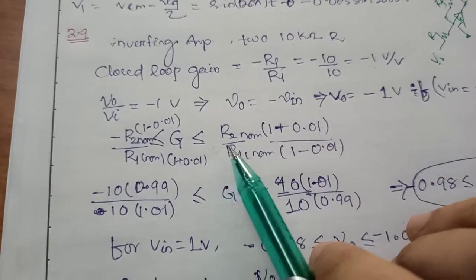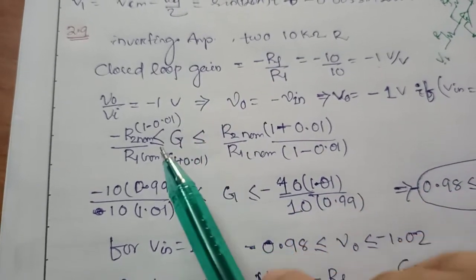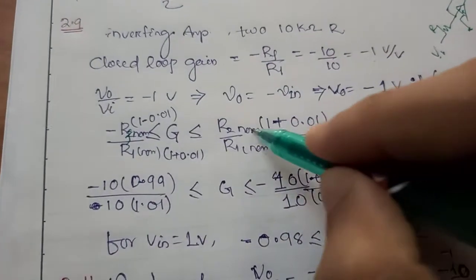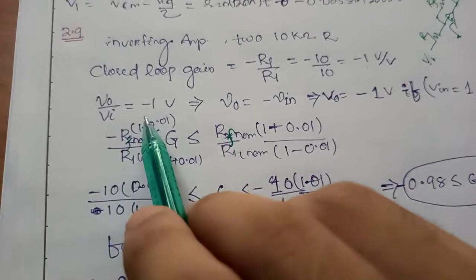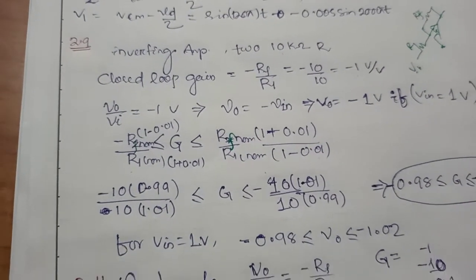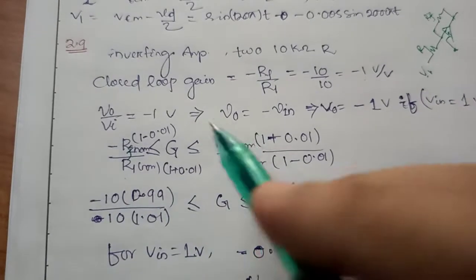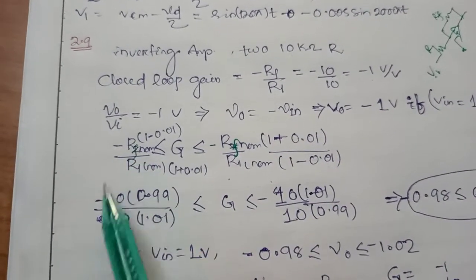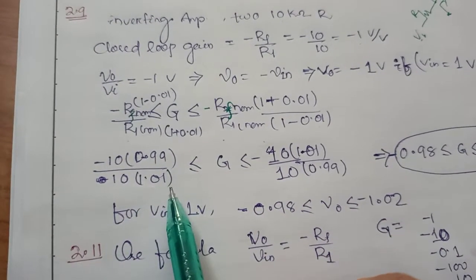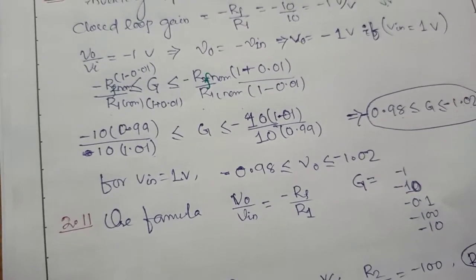Now it is asked what will be the change in closed loop gain G if our nominal value ranges by plus or minus 1%. Whatever the value, the gain is minus R2 by R1, or minus RF by R1, with minimum values and with maximum values. A similar question we did for the differential amplifier, that is R4 by R3 and R2 by R1. Similarly for G, minus R2 by R1. So this value is 10, this value 10, and 1 minus 0.01 is 0.99, and 1 plus 0.01 is 1.01. So at the left side you will get minus 0.98 and at the right side minus 1.02. So this is the gain.